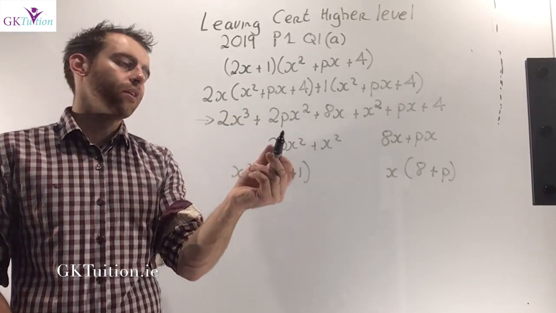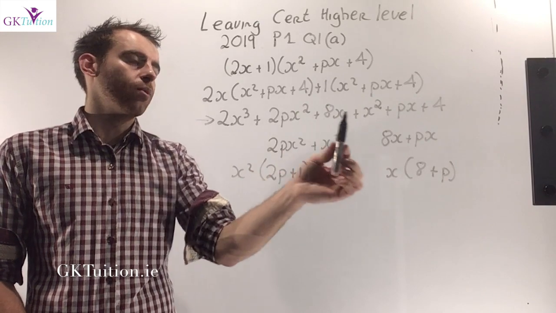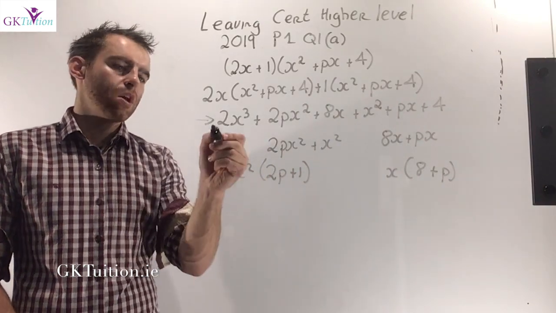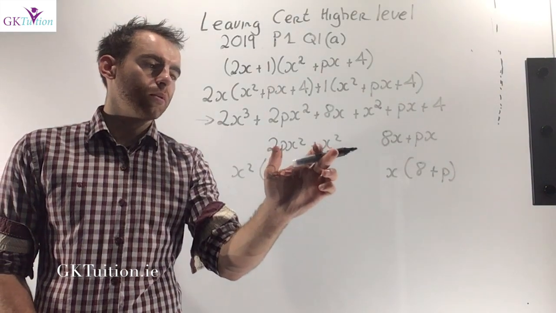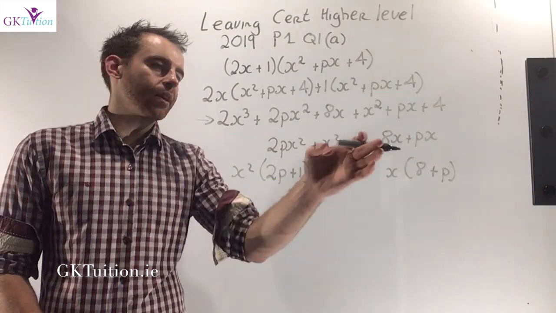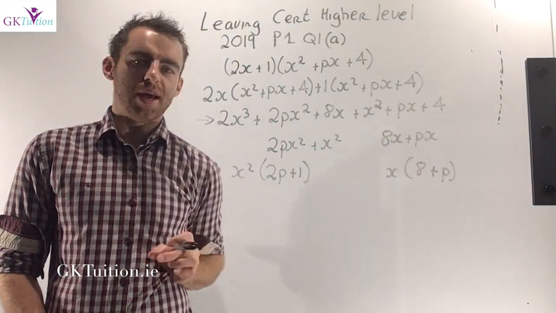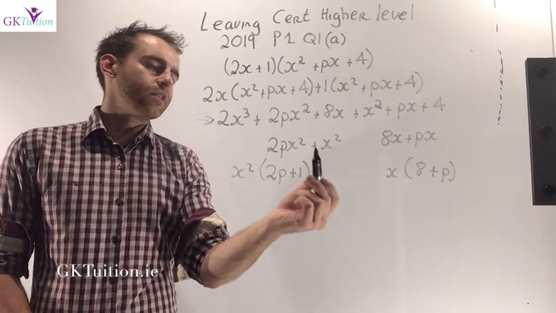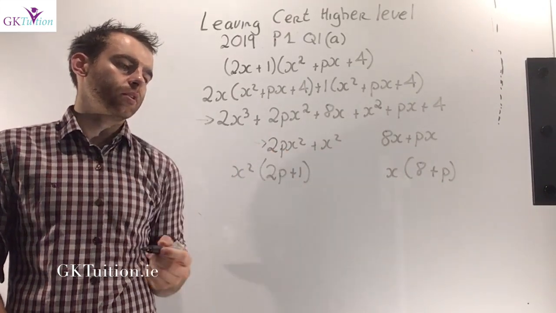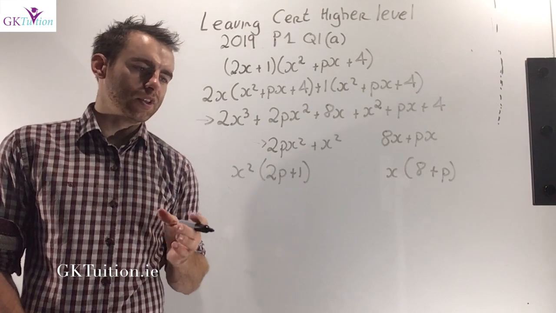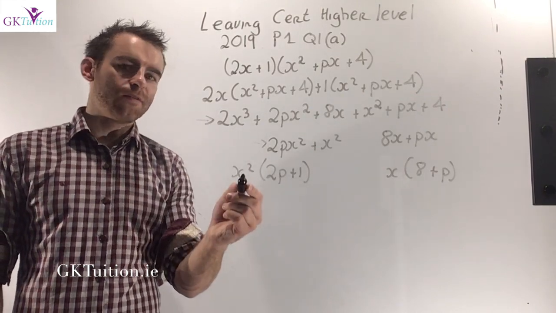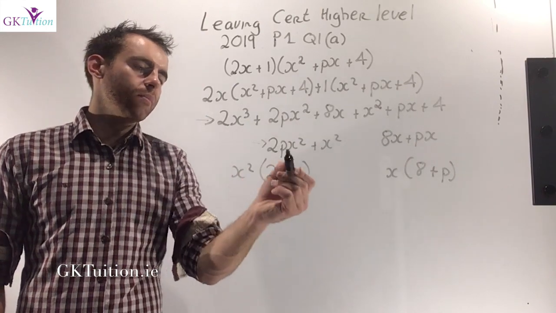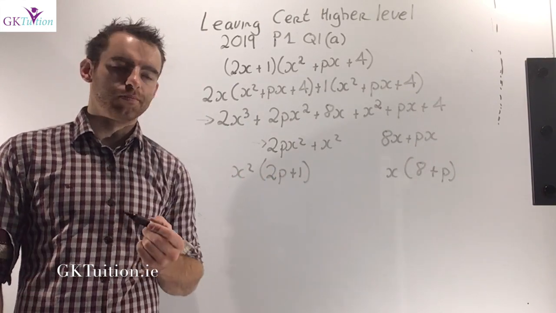At this stage now, you should isolate your x squareds and then isolate your x's. Once we've multiplied it out fully, our x squareds are 2px squared plus x squared. And our x's are 8x plus px. Let's just take the x squared for the moment. In order to figure out what the coefficient is, we need to factorize out our x squared. So if I factorize out x squared, all I'm left with then is 2p plus 1.